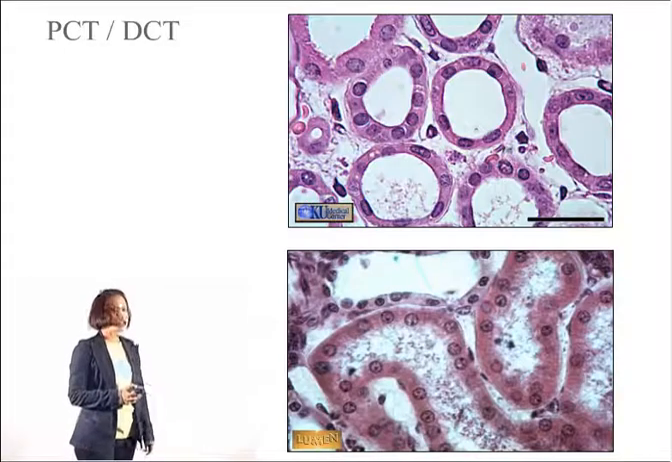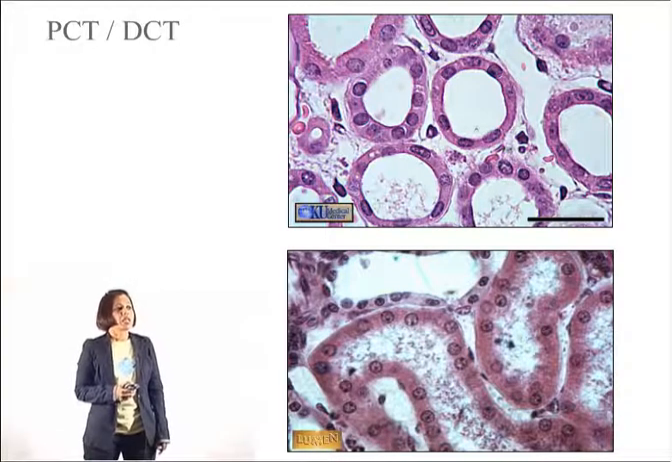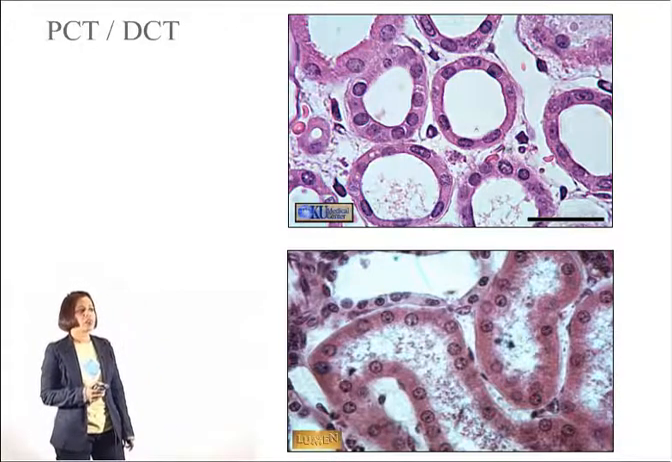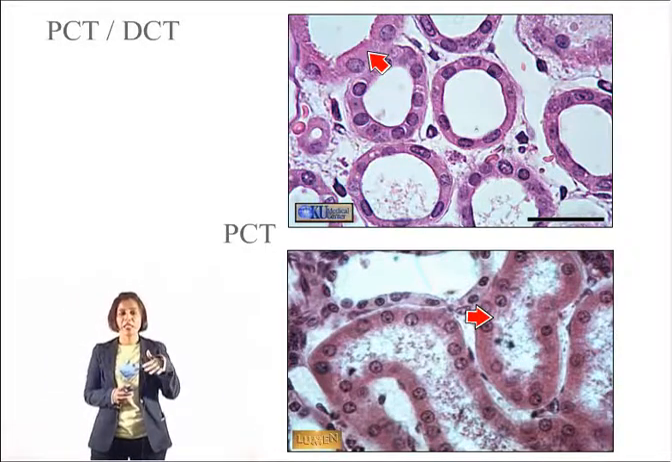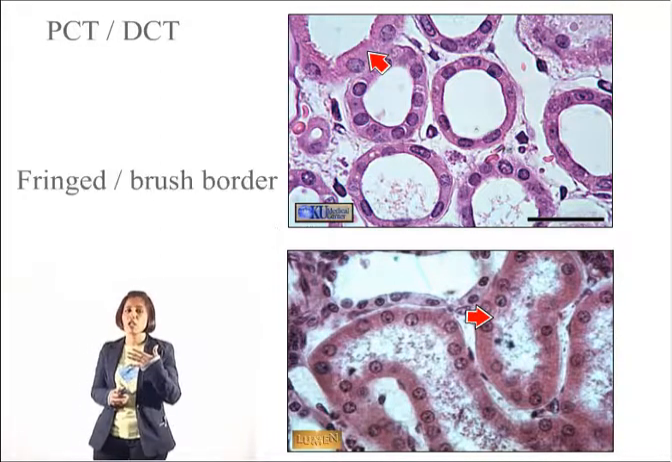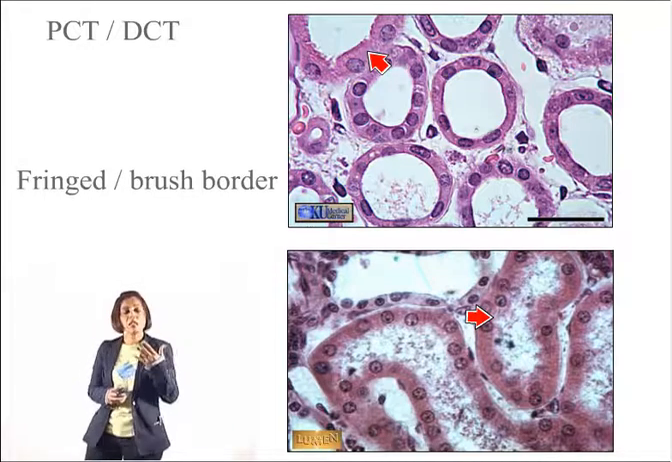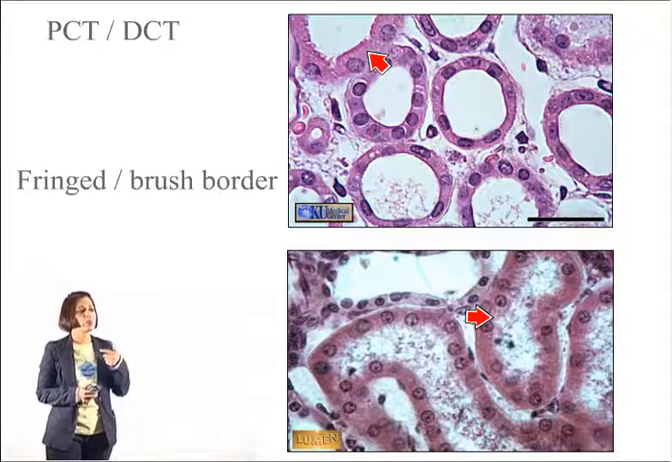Now moving on to the proximal and distal convoluted tubules, let's first look at the proximal convoluted tubule. If you notice in both images, the lining which surrounds the lumen is a fringed lining, and this is known as a brush border. In the upper image you can see that there is only one proximal convoluted tubule, whereas in the lower image you can see that there are more proximal convoluted tubules.